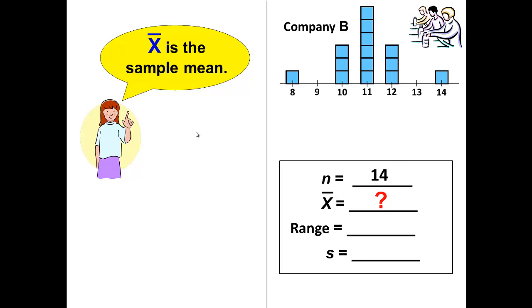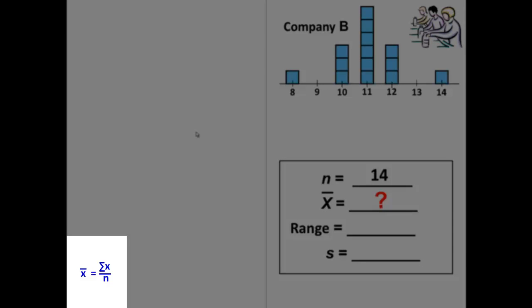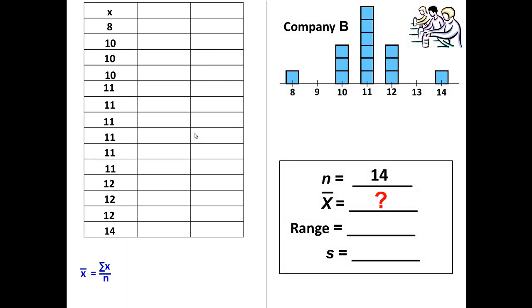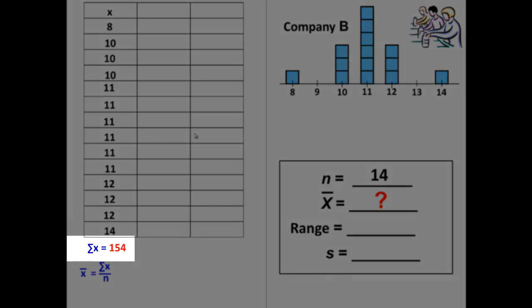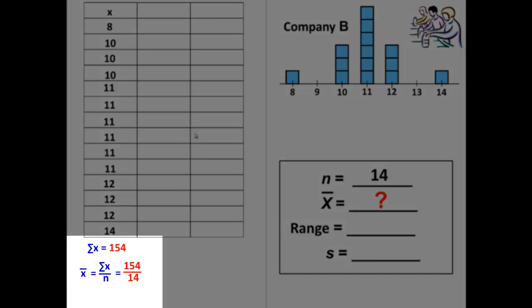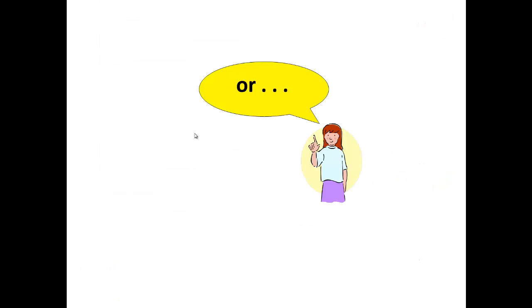Next, I will look at the sample mean. Remember that the formula is x bar equals the sum of x divided by n. And here is the list of data values, and the sum of these data values is 154. So the sum divided by the number, which is 14, is 154 divided by 14, gives us x bar equals 11. So the mean, or x bar, is equal to 11.